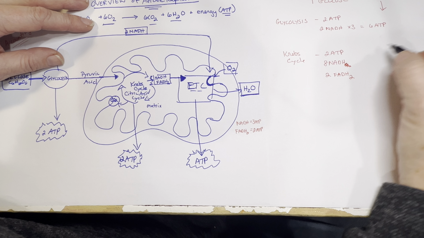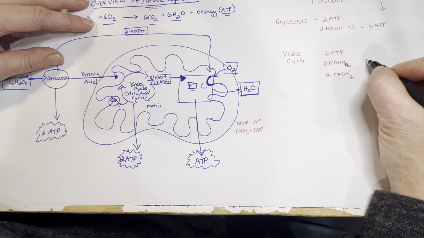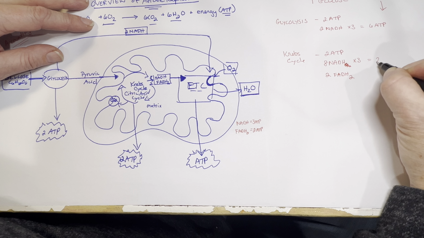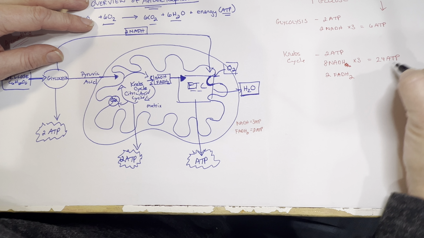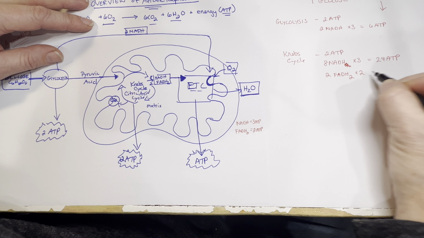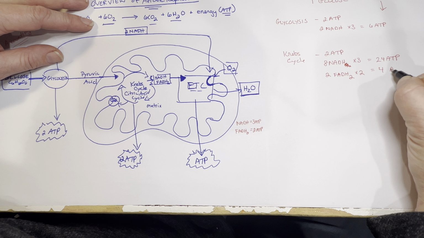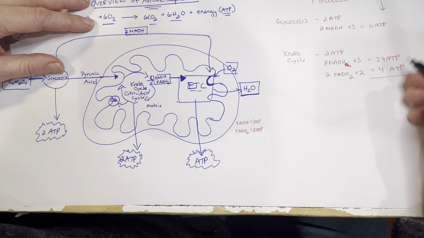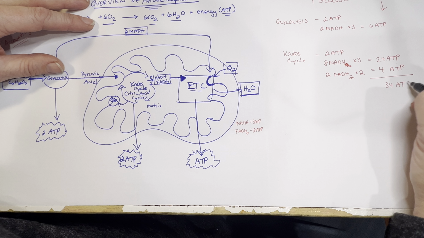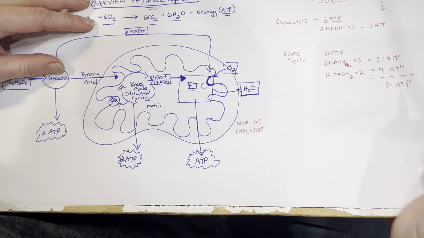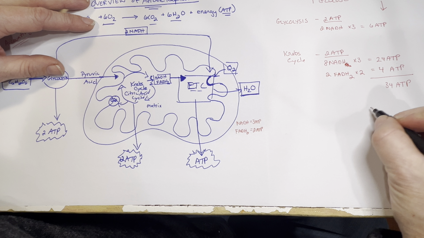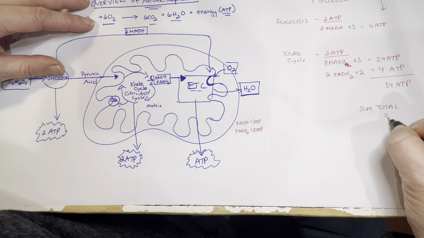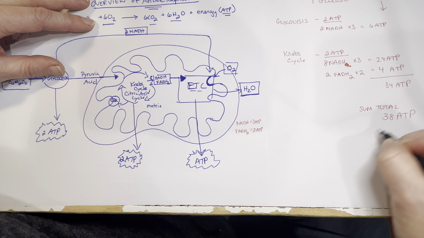So our 2 ATP, great, we count those from the Krebs cycle, and then our 8 NADH are multiplied by 3 to give us 24 ATP. And our 2 FADH2 are multiplied by 2 to give us 4 ATP. So all in all, our electron transport chain has produced 34 ATP. In combination with our 2 glycolysis and our 2 Krebs ATP, our sum total is 38 ATP made through aerobic respiration.